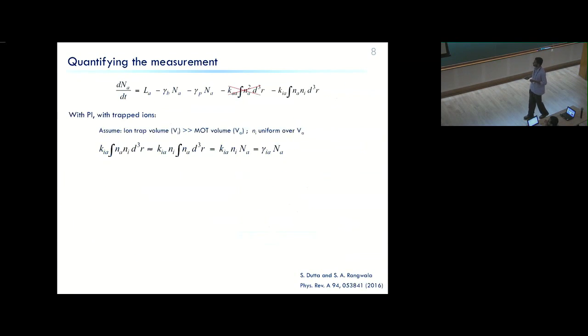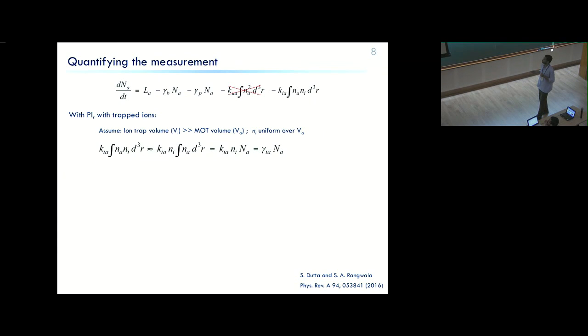Now what happens if we turn on the trap? Then we have to take into account this last term. Now in our trap, it so happens that the ion trap is much larger than the atom trap. So essentially in the region where there are atoms, the ion density is essentially constant, so you can pull it out of the integral, and what you are left with is essentially the number of atoms.